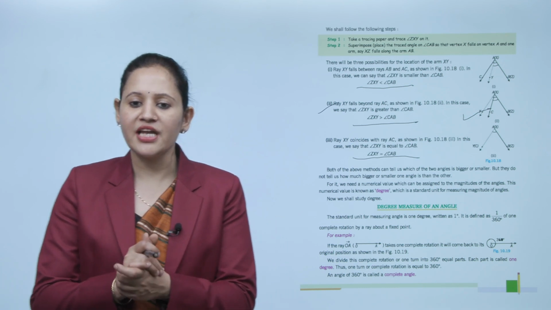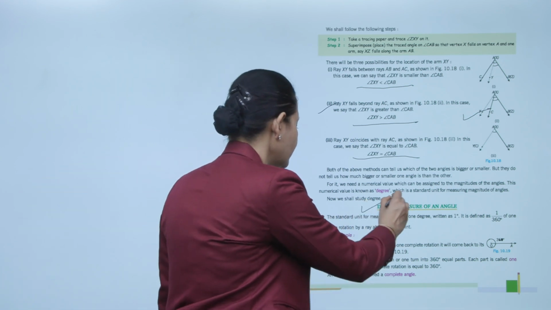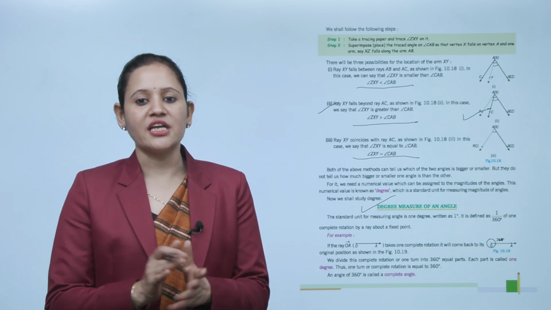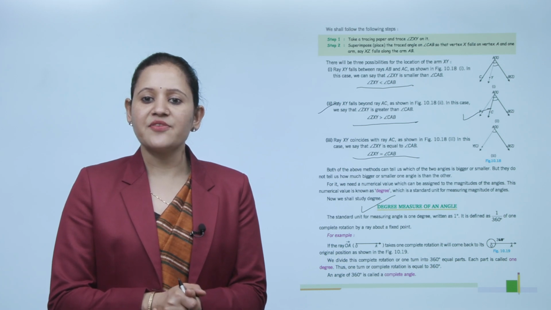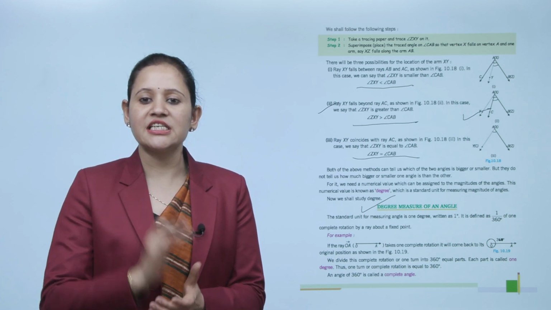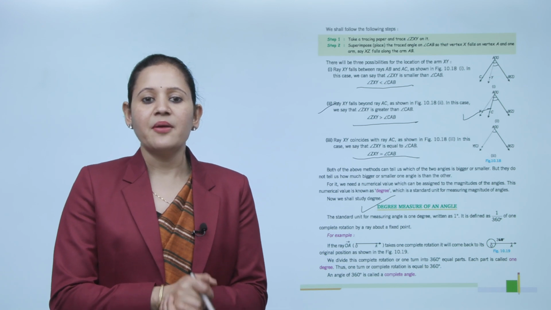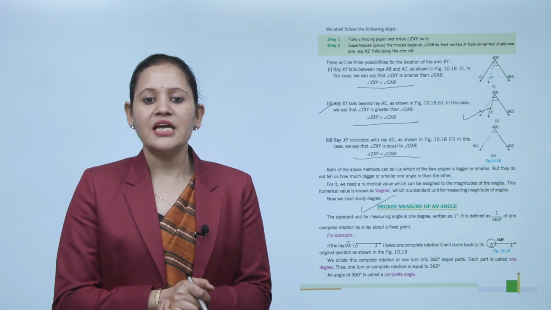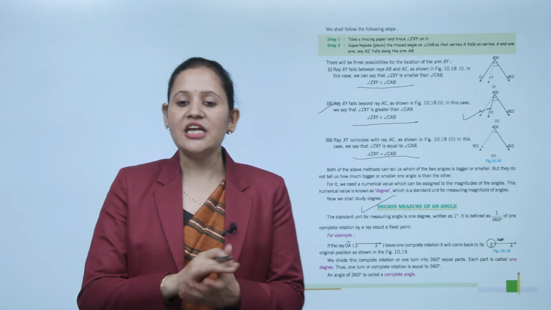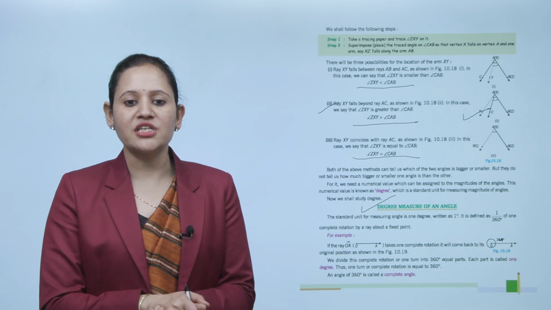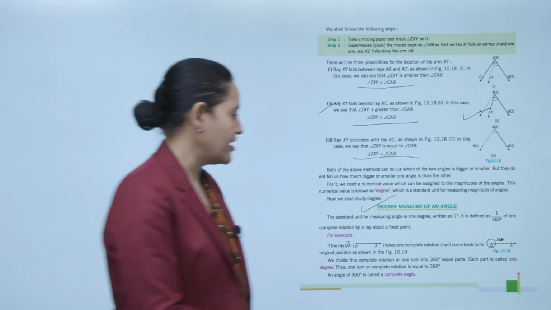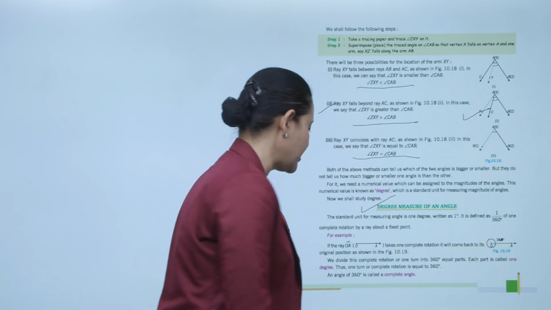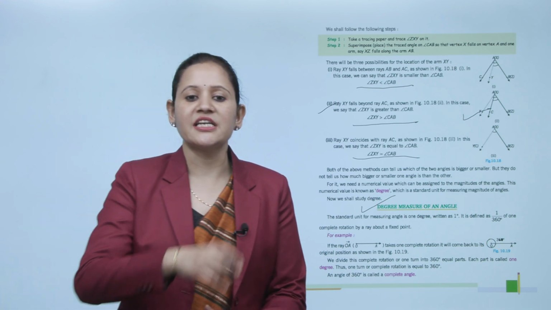Next is degree measure of an angle. The standard unit for measuring angle is 1 degree, written as 1°. It is defined as 1 upon 360 of one complete rotation by a ray about a fixed point. For example, if the ray OA takes one complete rotation, it will come back to its original position as shown in figure 10.19. Clear? It starts from here and comes back to the original position, meaning a complete 360 degree angle is formed.